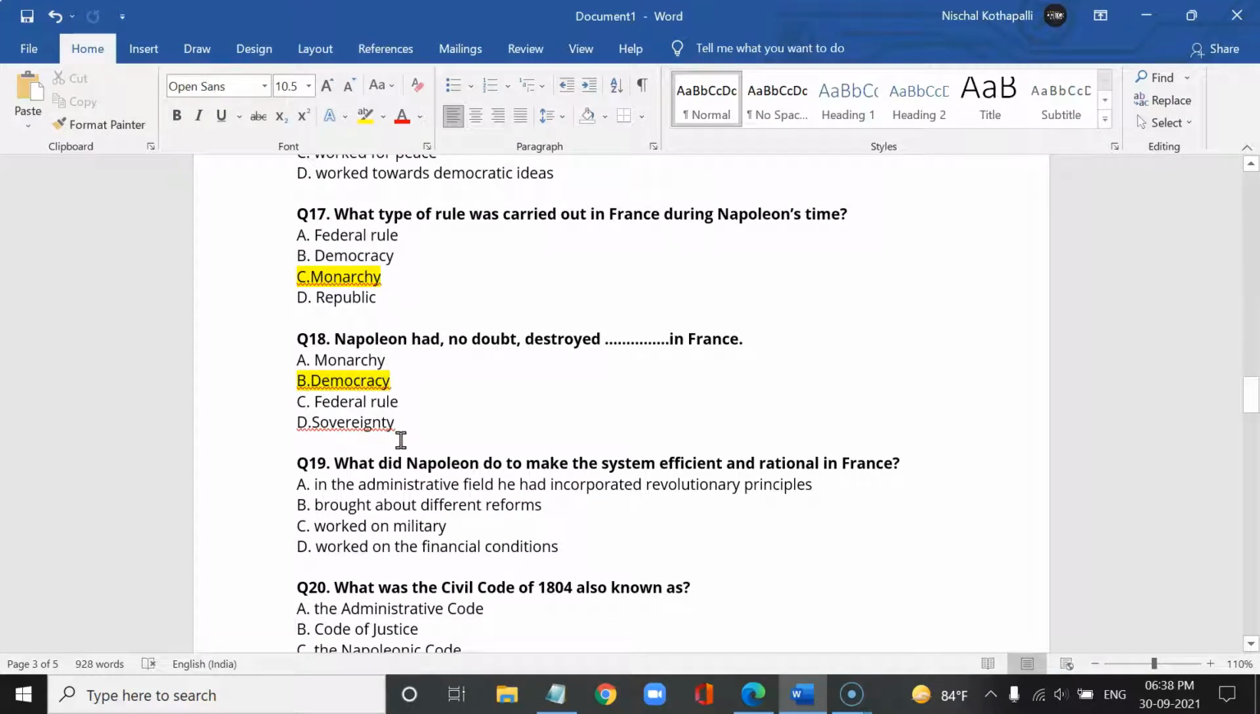What did Napoleon do to make the system efficient and rational in France? In the administrative field, he had incorporated revolutionary principles, brought about different reforms, worked on military, worked on the financial conditions. So he brought several administrative reforms, no political reforms that were beneficial. He brought political, social, and administrative reforms, but only the administrative reforms were truly revolutionary and beneficial. The political reforms were stifling, and they blocked freedom of the press and brought censorship, and the economic reforms were beneficial, but the social reforms were also highly beneficial. But none of the options talk about social or political, they only talk about administrative field. And while you may be thinking that option B could be correct, it's not specific enough, especially when we have a more specific answer like option A.